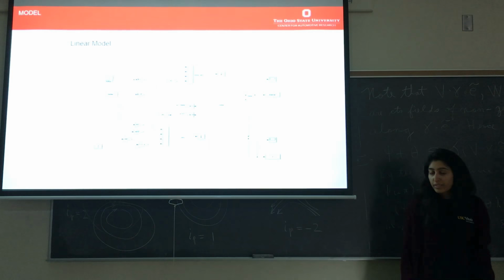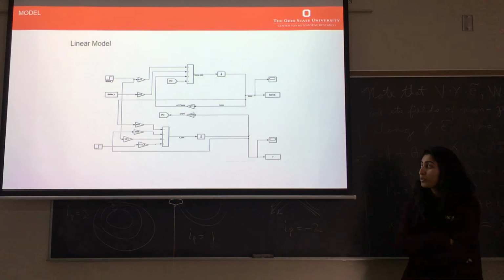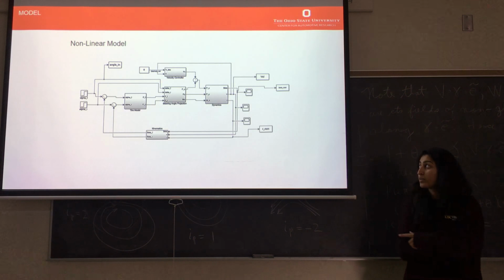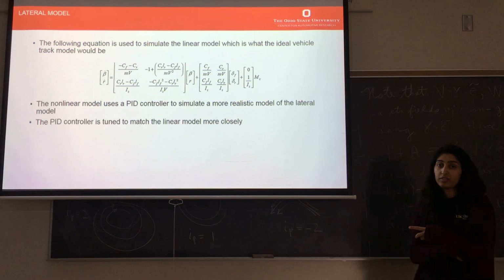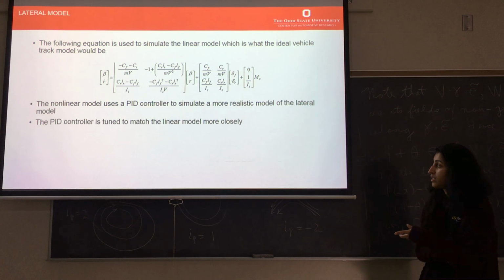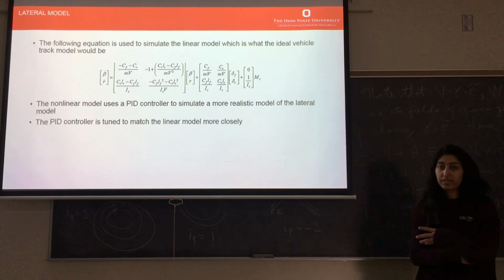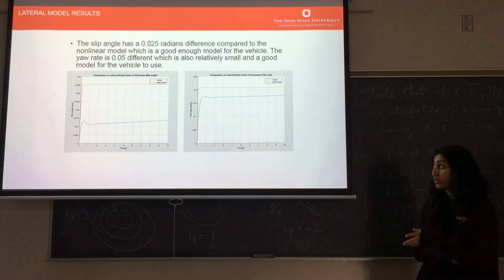The low-level lateral control: this is the linear model, which just takes the values from the low-level lateral equation. And then for the non-linear model, there is a PID controller which regulates the vehicle so that it follows the right velocity. This is the equation that the linear model uses. It inputs the data from there, and that's what the ideal situation would be like. And the nonlinear model exemplifies what a real-world car would show.